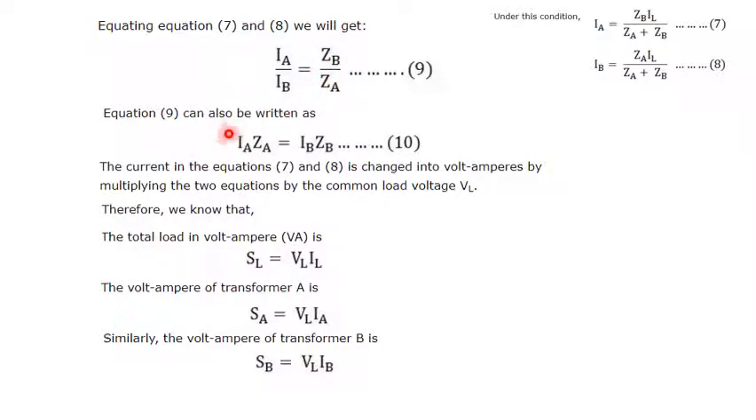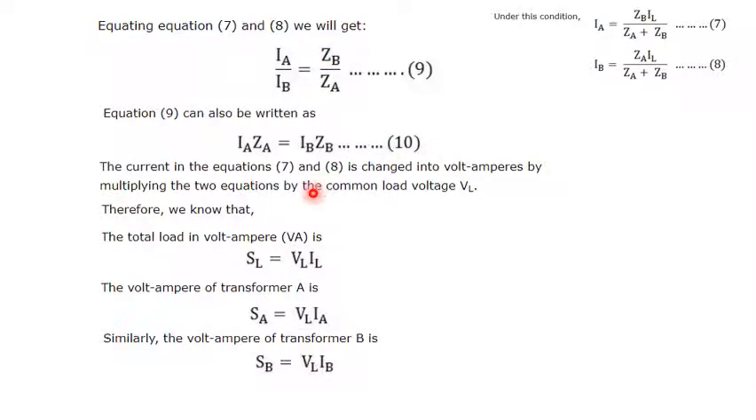Now equation 9 can also be written as IA ZA is equal to IB ZB. So just bring this ZA into the left hand side and bring this IB into the right hand side. Call this equation number 10.